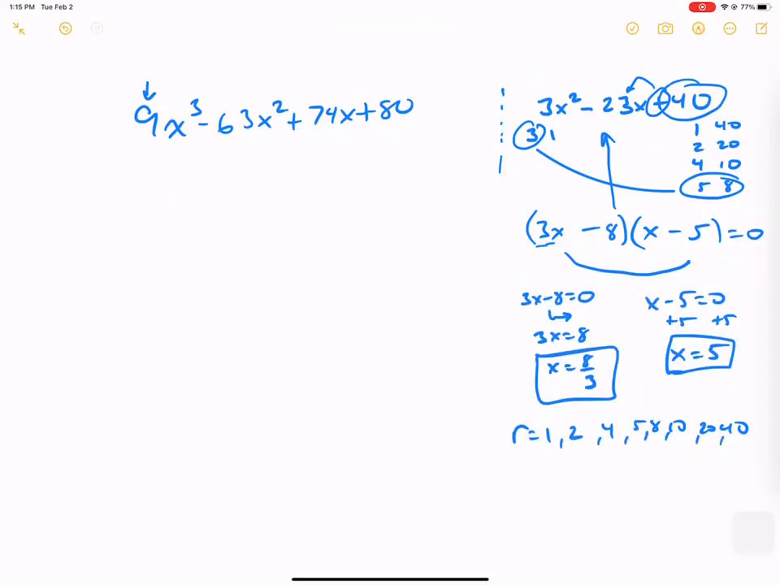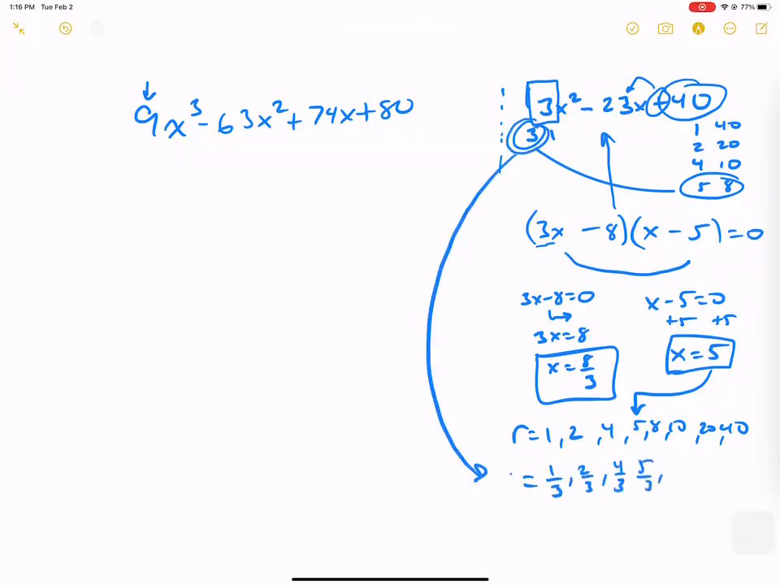But the problem is, if you see here, we do have a 5, bam, but we don't have that 8 over 3 as a possibility. And here's what you have to do, and this is our rule. If I'm trying to come up with the possible roots and I have a front coefficient that isn't 1, we have to now take those factors and write them over 3. It's going to look like this: 1 over 3. Why? Because there could have been a 3 in the front. It could be 2 over 3, 4 over 3, 5 over 3, 8 over 3, 10 over 3, 20 over 3, and 40 over 3.